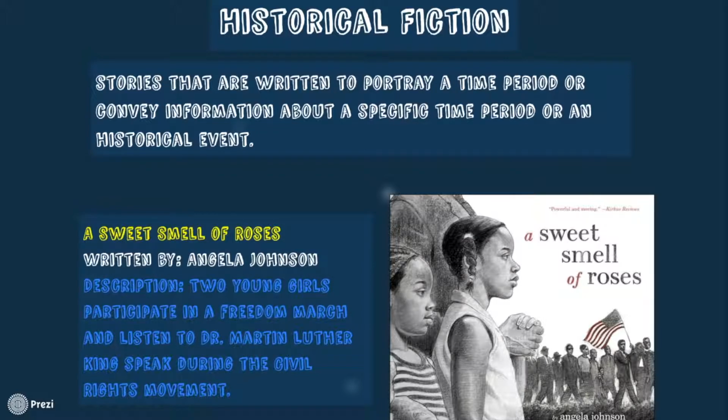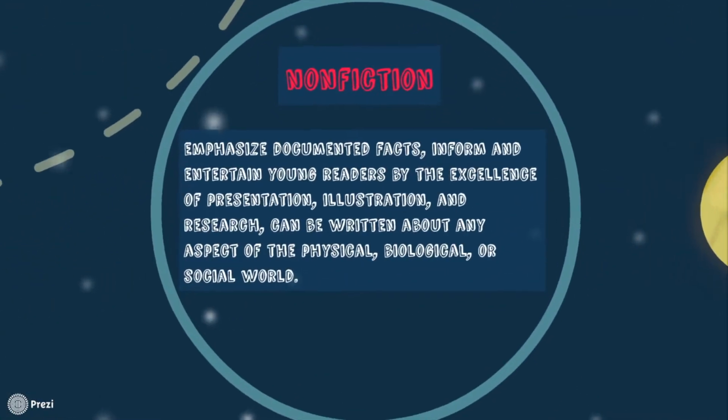There's also historical fiction. Historical fiction stories are written to portray or convey information about a specific time period or an historical event. Setting is the most important literary element in this genre. A Sweet Smell of Roses is about two young girls who participate in the freedom marches and listen to Dr. King speak. So it's not necessarily factual information, but it's talking about a specific time. So that's it for fiction.